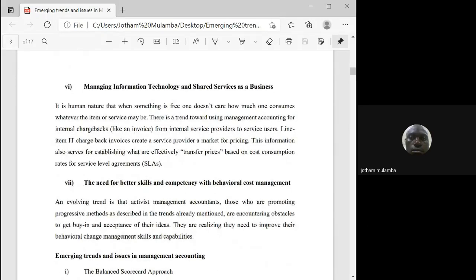Number 7, we have the need for better skills and competency with behavioral cost management. Because, as business managers, you need better skills. How do we manage our businesses? How do we manage the behaviors of cost? Any activity that you engage in your business will result into a cost. Now, in that case, you require management accounting so that you increase your skills and your consciousness when you are managing the costs or when you are undertaking any activity.